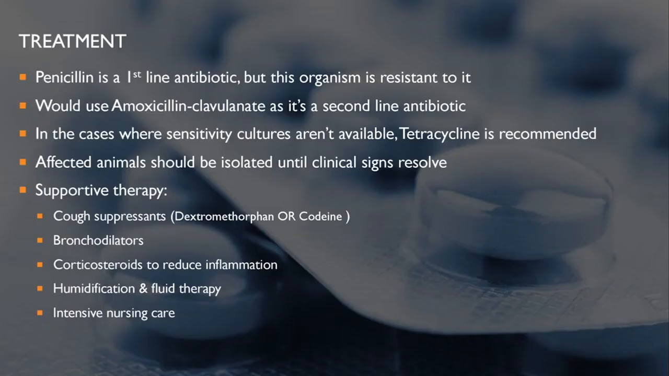For the antibiotic susceptibility testing, it was found that the only antibiotic that our organism was resistant to was penicillin. So in terms of treating this cat in particular, we know we can't use penicillin because even though it's a first-line antibiotic, our organism is resistant to it. So we would opt for amoxicillin clavulanate as it's a second-line antibiotic.